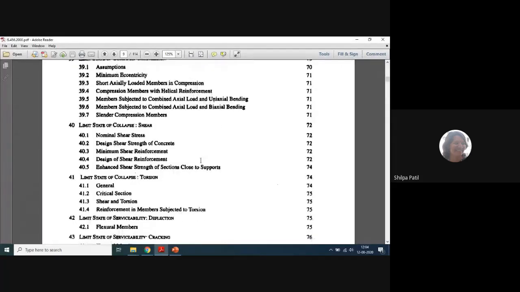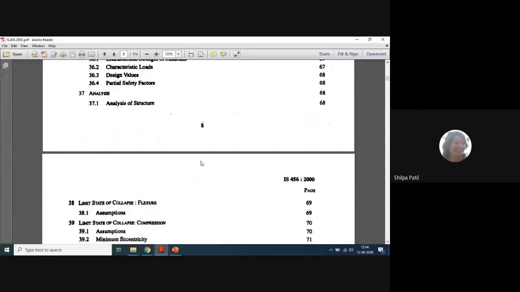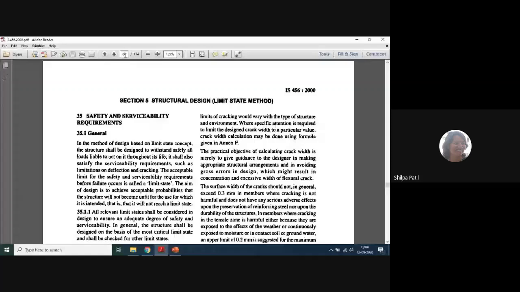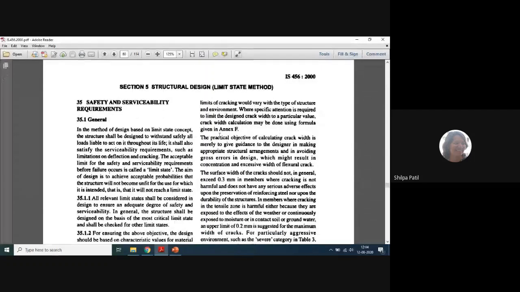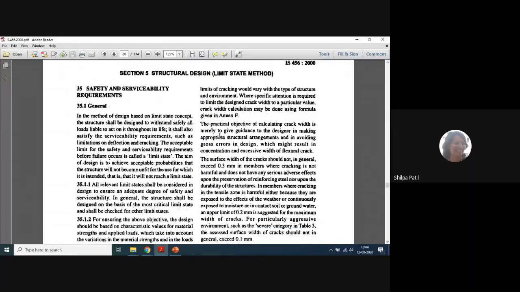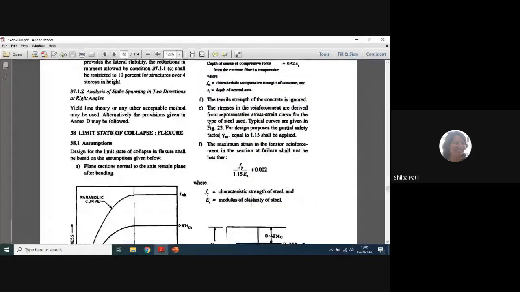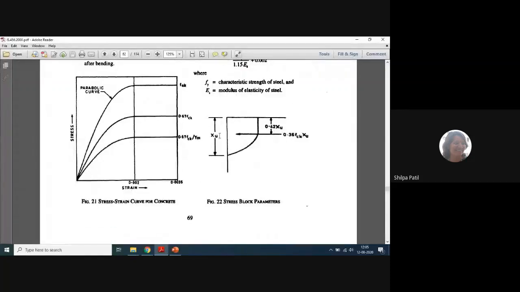Okay, so now all of you quickly open page number 67 in your code. Okay, page number 67. That is the structural design limit state method. Have you opened it? Yes, ma'am. Okay. Go to the next page, that is page number 69. And near the bottom of page number 69, check figure 21.